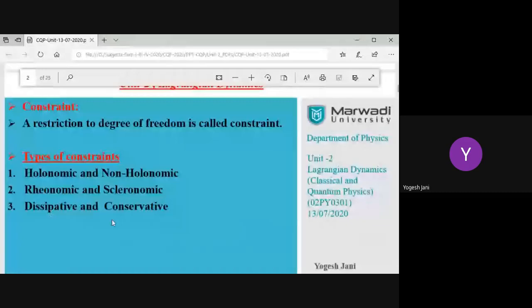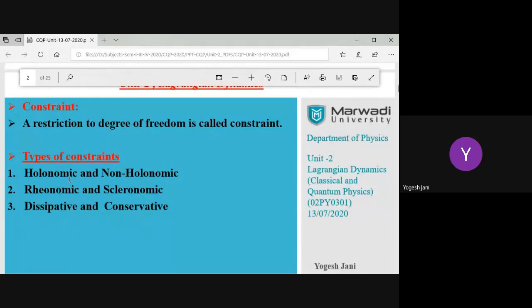Okay, rheonomic depends on time and scleronomic is independent of time. Now dissipative and conservative. Dissipative: when you are traveling against some opposing force, some energy will be converted into heat energy. So that is called a dissipative type of constraint. And when these frictional forces are not there, it is called conservative. So these are the types of constraints.